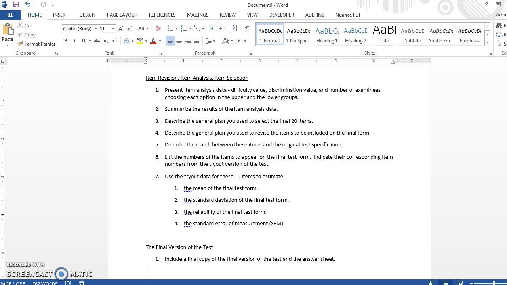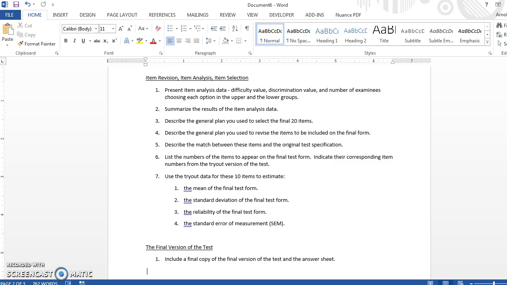Describe the general plan you used to select the final 20 items. So after you went through that preliminary analysis, maybe you say, okay, question 8 and question 13 are not good. I'm going to rewrite them, and this is what I'm going to do. The revised item to be included in the final form. Describe the match between these items and the original test. So show what you had and how you changed it. Number 6, list the numbers of the items to appear on the test form and indicate their corresponding item numbers from the tryout version. So basically just showing the first part to revision.